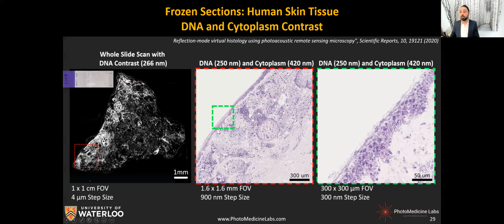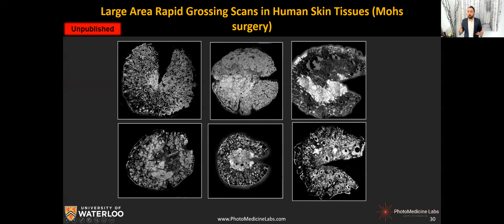And then we focus on a smaller area and are able to see the human cells. This is from a Mohs sample. Mohs is a very precise way to look at skin cancer. I'm going to skip the explanation of Mohs, but I encourage you to look at it. I'm sure many of you are familiar with Mohs samples. But the idea now is to use PARS, with only one wavelength, to image the entire sample.